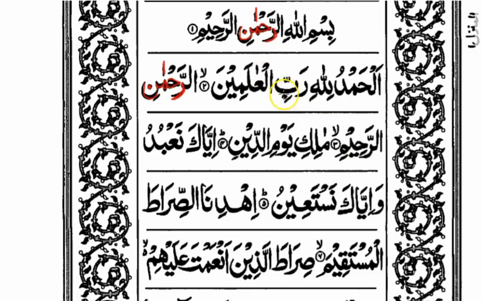Notice the stretching of the voice as well. So here it is. Bil. So that alif is silent. Bil a, lamina. Bil a, lamina. So if you say it all together, Rabbil alamina.